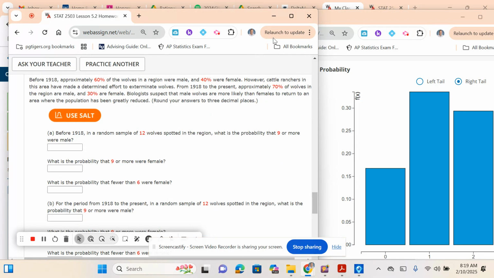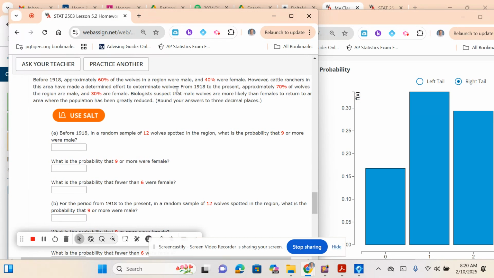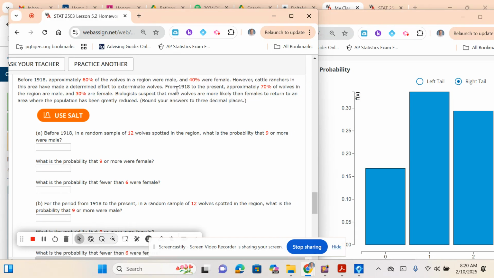Before 1918, approximately 60% of wolves in the region were male, 40% were female. However, cattle ranchers in this area have determined the effort to exterminate wolves. From 1918 to present, 70% of the region are male, 30% are female. Biologists suspect that male wolves are more likely than female to return to the area where the population has been greatly reduced. So before 1918, in a random sample of 12 wolves, what's the probability 9 or more were male?